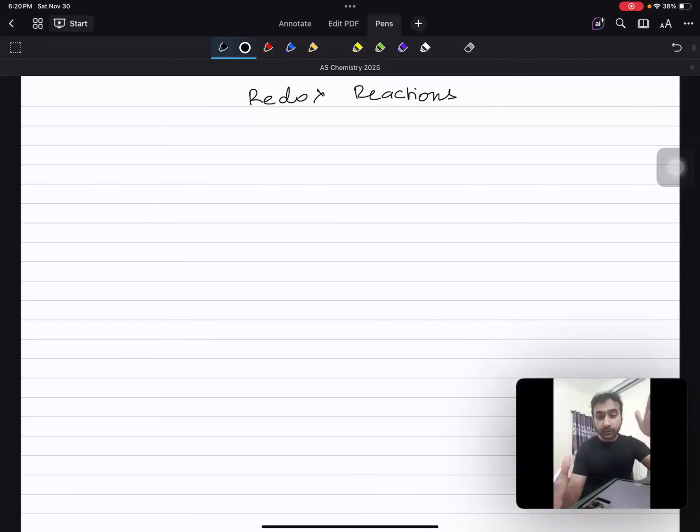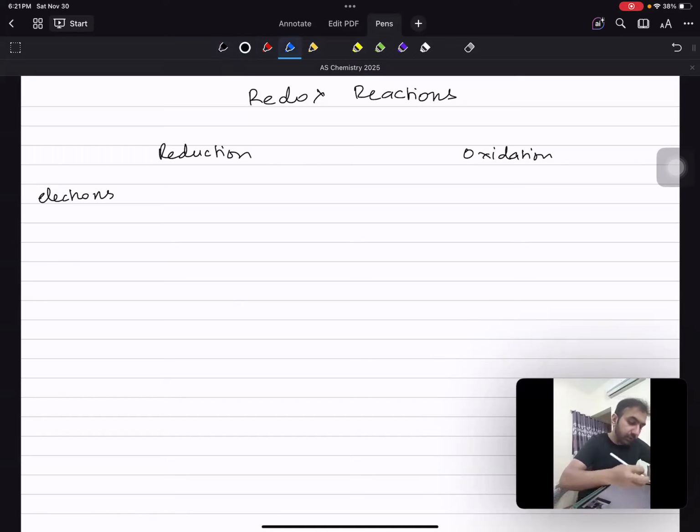Hey everyone, in today's video, we're going to be starting with the concepts of redox. Here, we're going to start with the revision of the O-level concepts of redox reaction. So we have reduction and we have oxidation. We know that when we talk about electrons, reduction is gain of electrons, oxidation is loss of electrons.